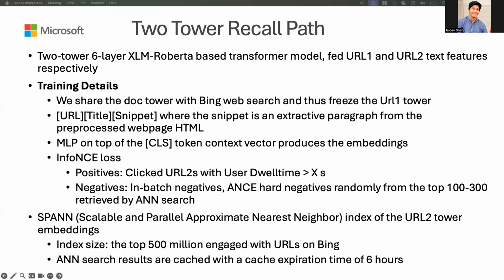The negatives are a combination of in-batch negatives and hard negatives that we randomly sample from the top 100 to 300 from ANN search. We build an ANN index using the URL two-tower embeddings. The index size is around 500 million web pages. And again, at serving time, we do ANN search to retrieve the top 30 candidates.